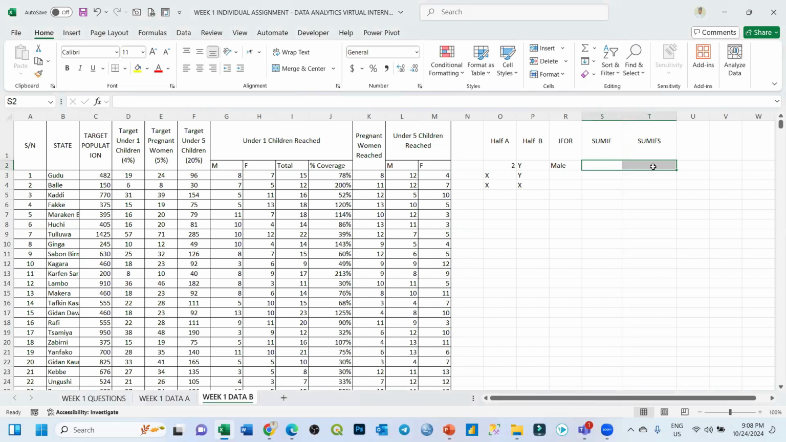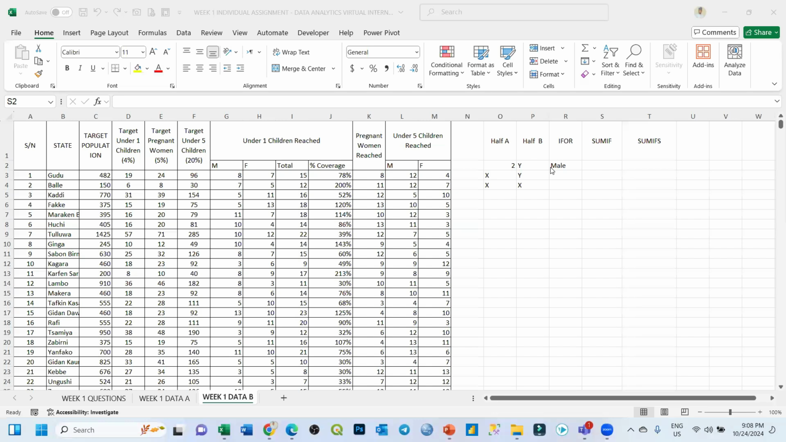For the SUMIF, understand COUNTIF is counting based on a criteria. COUNTIFS is counting based on two or more criteria. SUMIF is summing based on a criteria. You are adding particular data based on a criteria. For example, let me see what we are going to do here.